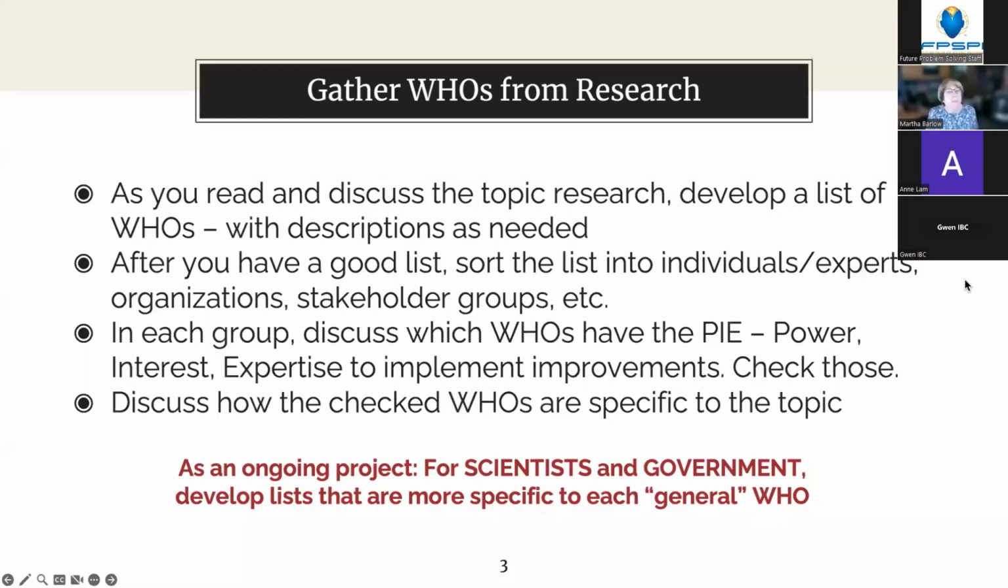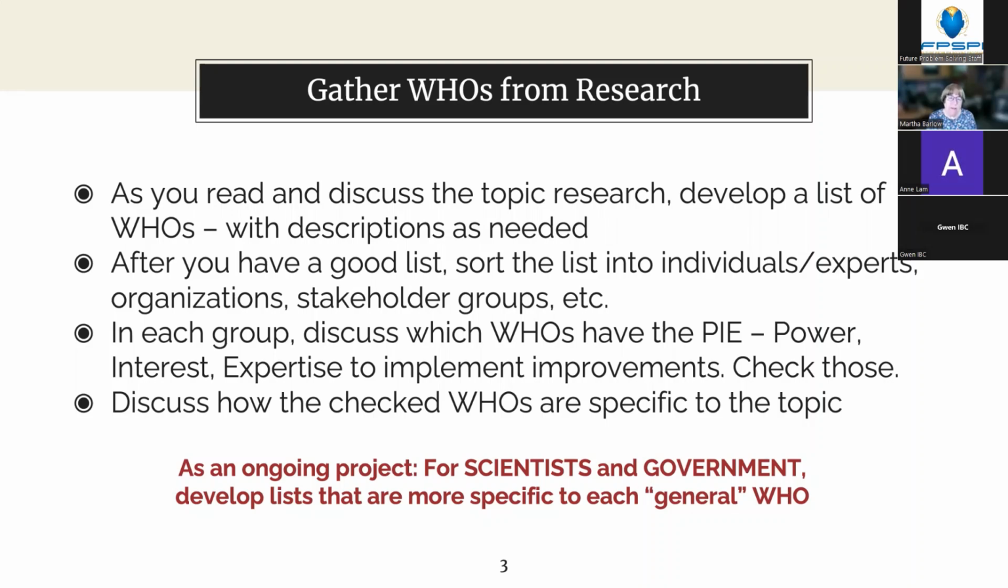Okay, so some of this is an overlap from the last session where we talked about using the RRR to do the research with students and so forth. But one of the ways is, as you're researching, reading articles, watching videos, maybe even reading books for older kids, as you read and discuss the topic research, to start keeping a list of the who's with descriptions, so the students will know who they are. And there's probably still time, if you haven't done this, to do a little before IC.